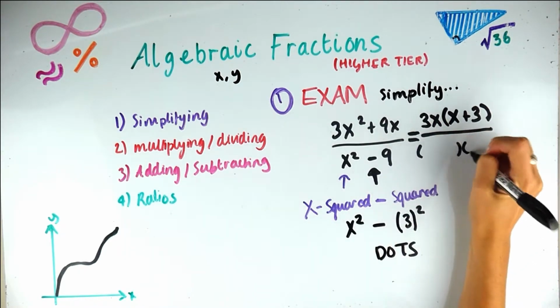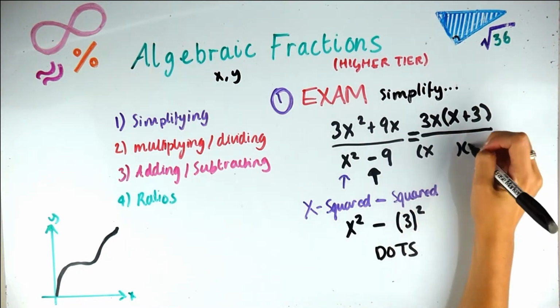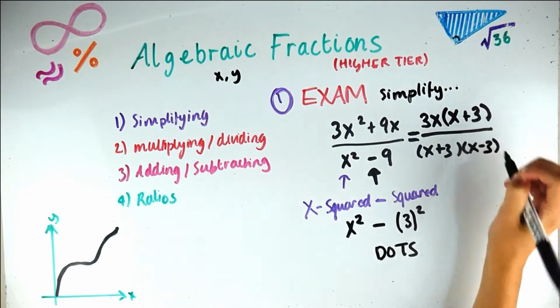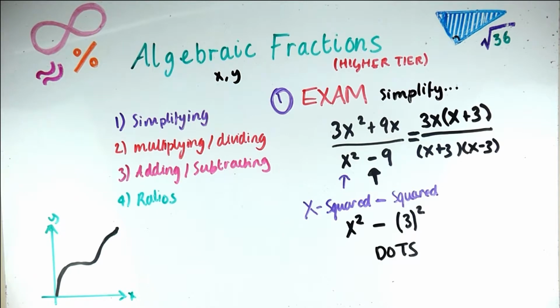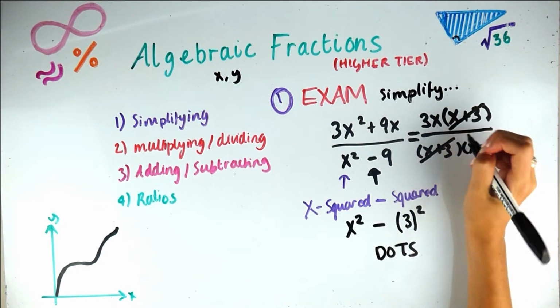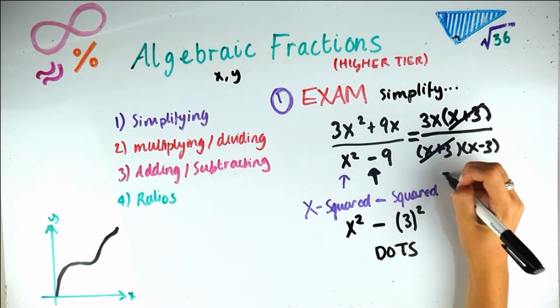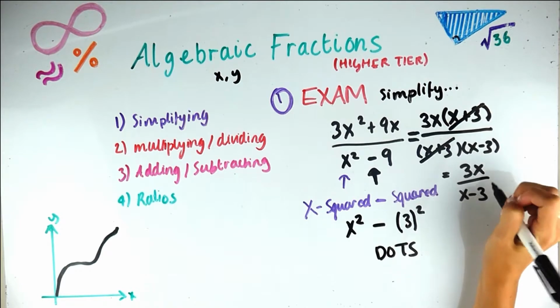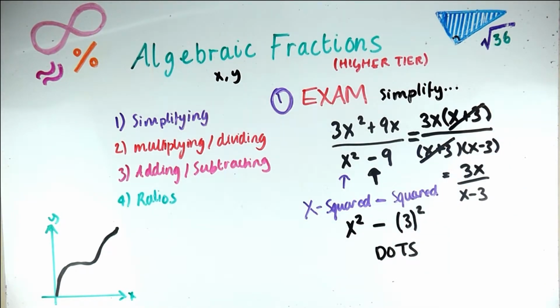So what you do for difference of two squares is you put the x there and the x there, and you know it's 3 squared, so you do plus 3 in that one, minus 3 in that one. And just like the previous example, what we're trying to do is cancel something on the numerator with the denominator, x plus 3 in that case. Then you have 3x left on top and x minus 3 on bottom. So that's how you do that.